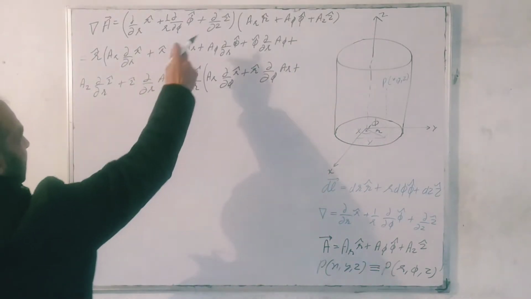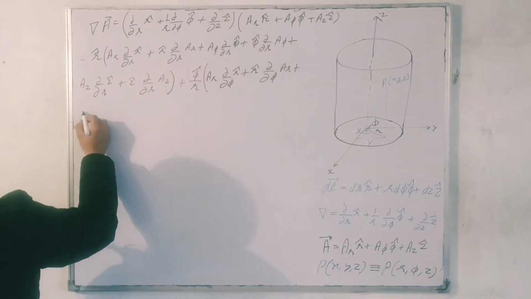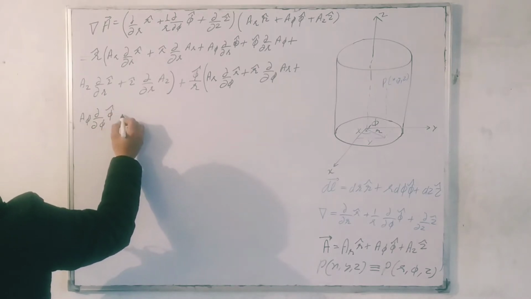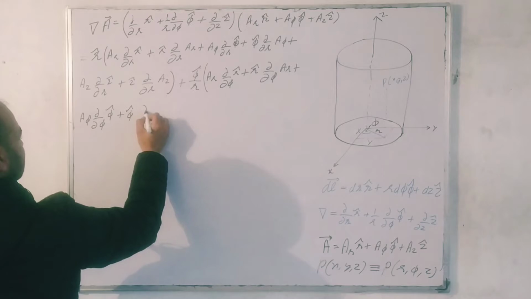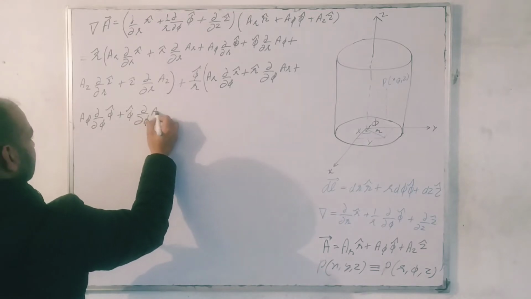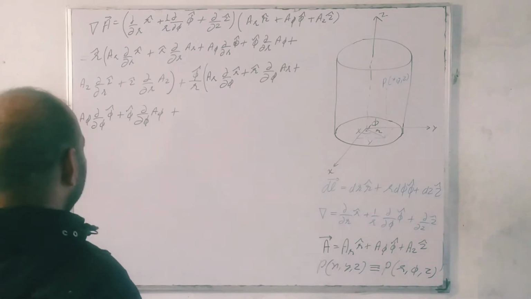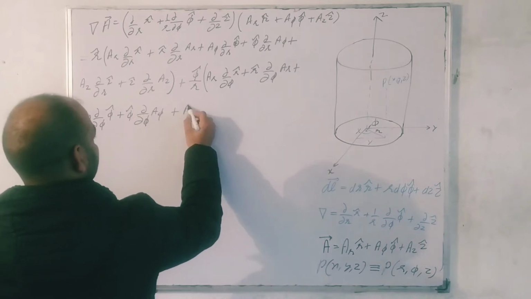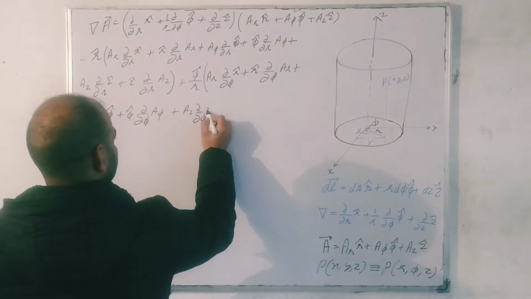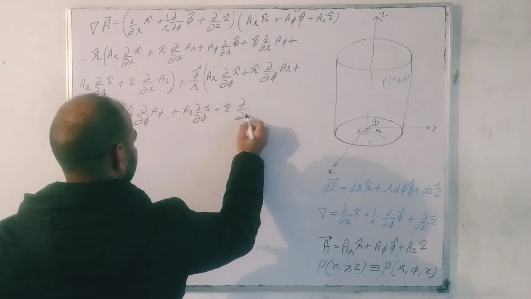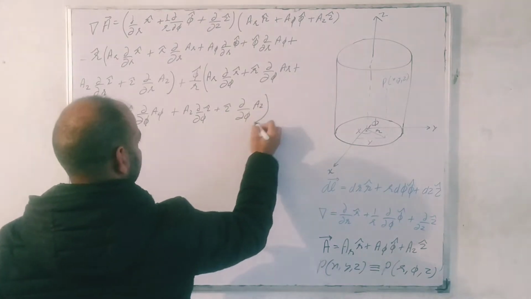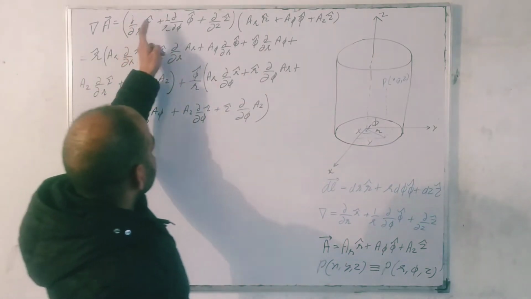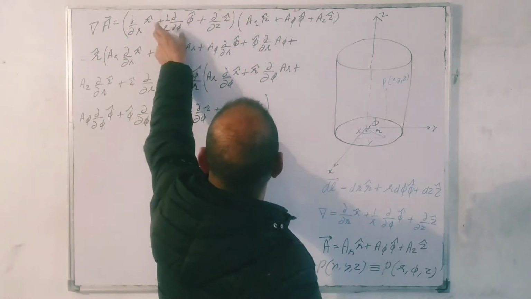I am writing here, operating this on the second component. So it will be ∂Aφ/∂φ φ cap plus φ cap ∂/∂φ Aφ. Now this on this, so it will become ∂AZ/∂φ Z cap plus Z cap ∂/∂φ AZ. So we have done our partial differentiation on this one as well as this, we have operated this operator also on this one.